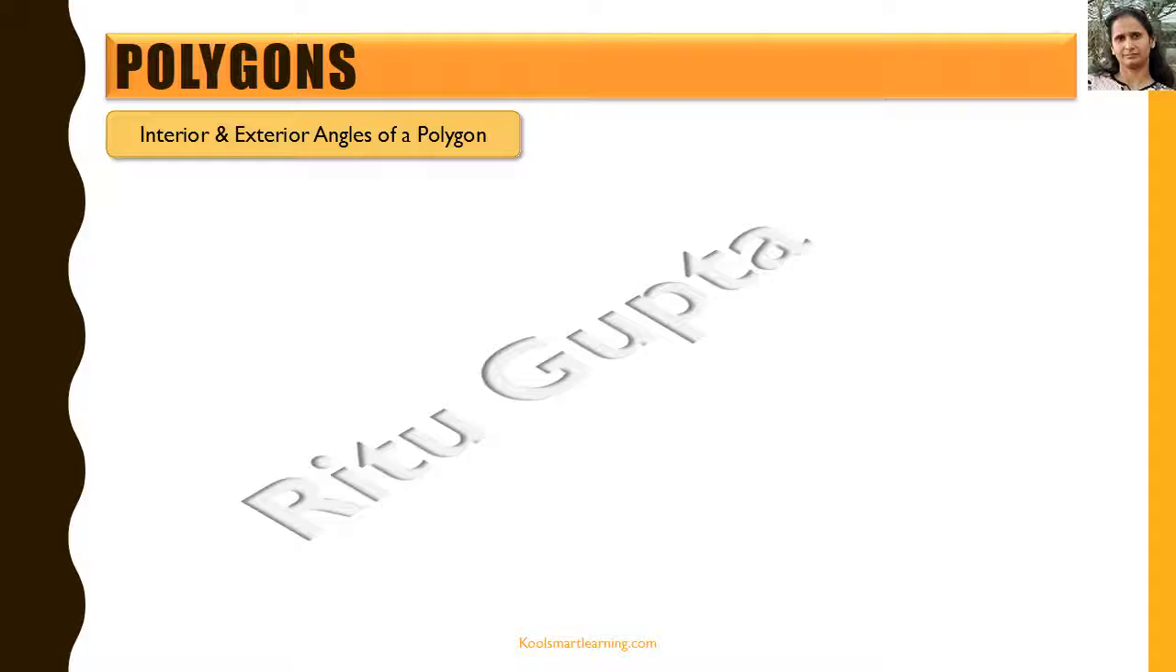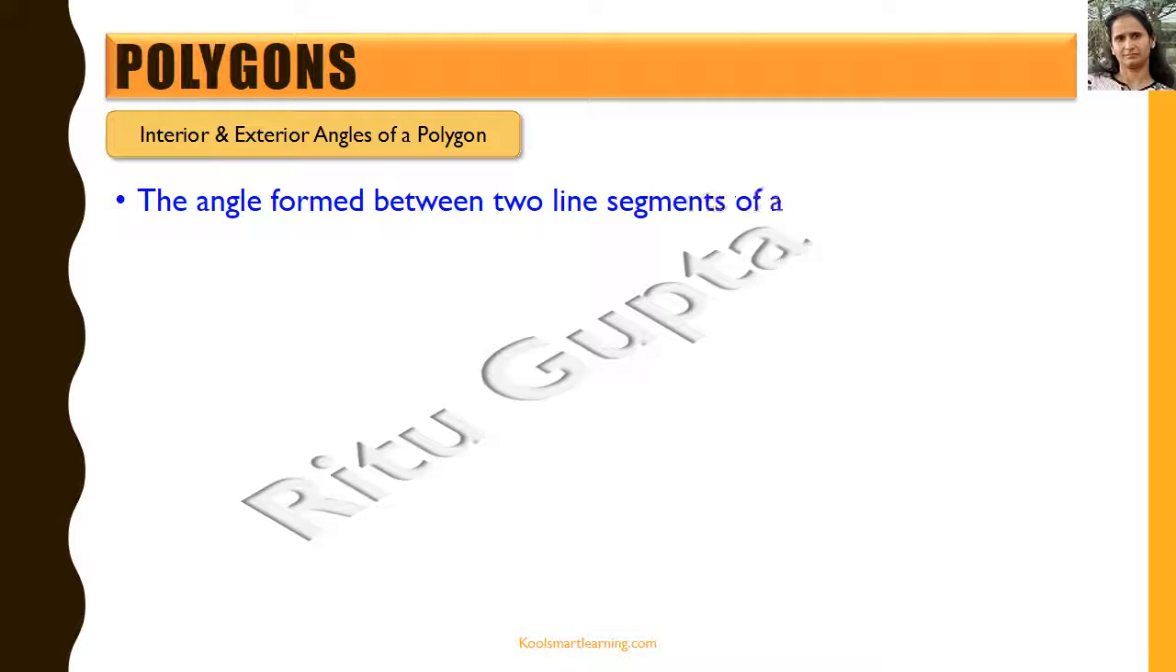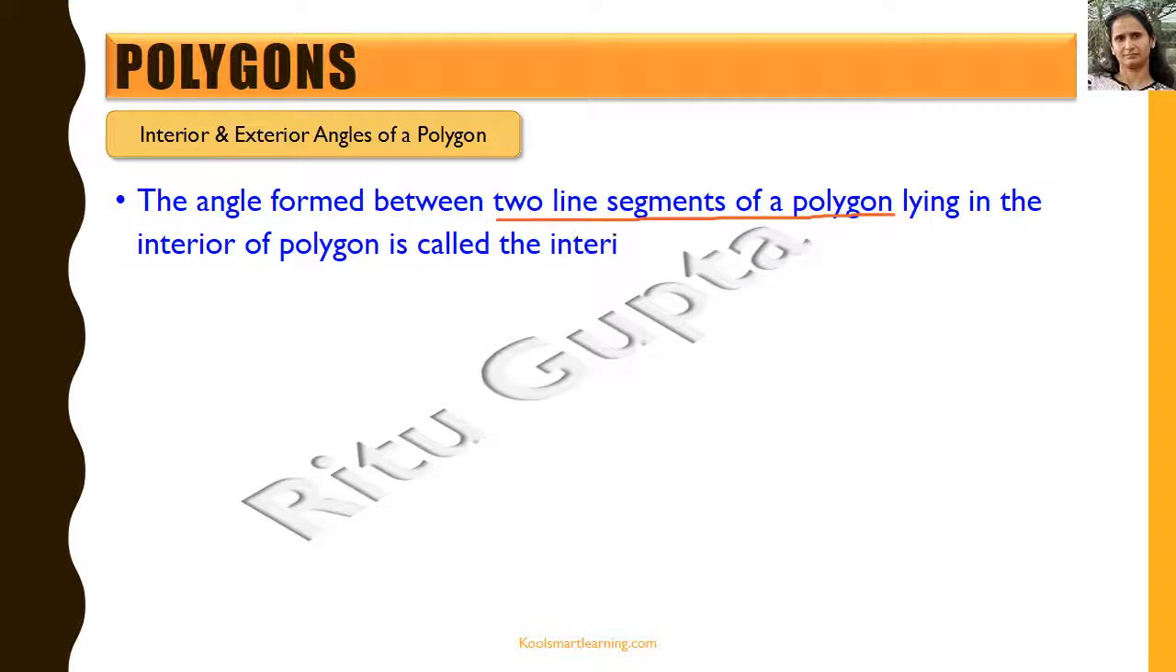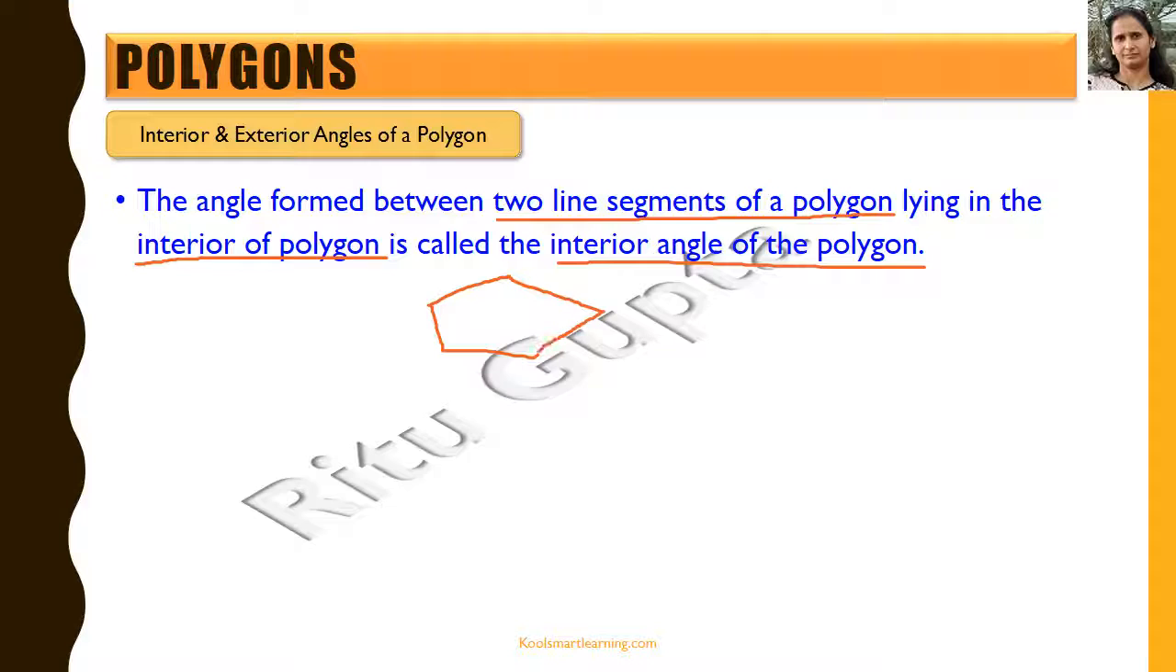So friends, let's now understand what interior and exterior angles of a polygon are. The angle formed between 2 line segments of a polygon, which means 2 sides of the polygon, lying in the interior of the polygon, is called the interior angle of a polygon. So let's draw any polygon, and we see these are the interior angles, the angles formed between the sides of the polygon and lying in the interior of the polygon. These are called the interior angles of the polygon.